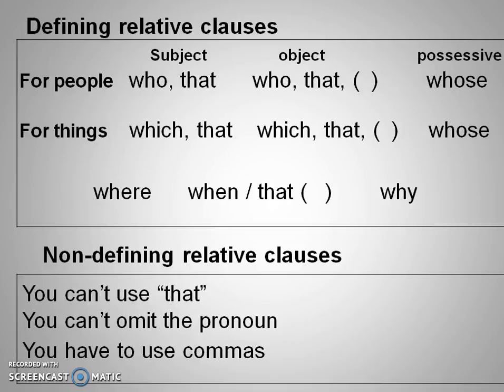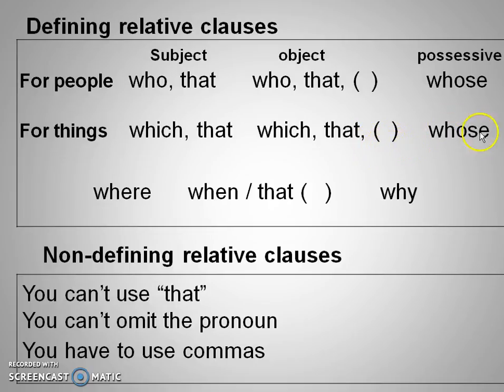Now, we can use all these pronouns for the relative clauses. So, for people, we can use who or that if they work as the subject; who, that, or we can omit the pronoun if they work as the object; and we can use whose to indicate possession. And for things, we would use which instead of who, and then also that for the subject, and which, that, or we omit the pronoun for the object.